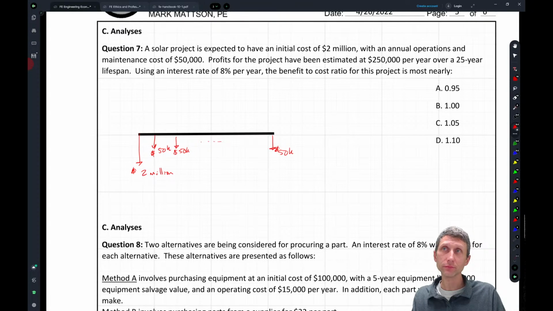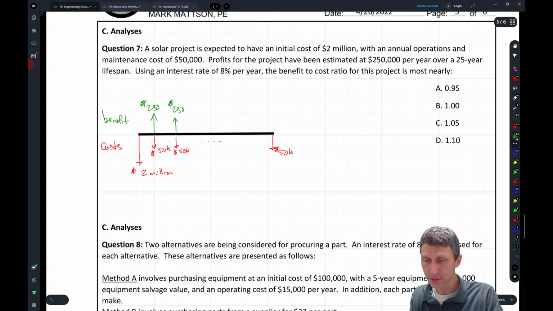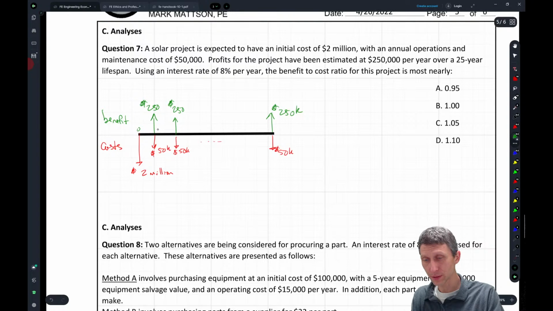Okay. So what you can see here is these are our costs, right? And what's our benefit? Our benefit is going to be that each year we're going to take out $250,000. So we're going to get that much energy out of this, assuming that the sun shines and our models are correct. So we're going to get $250,000 every year, from year 1 all the way up to 25.